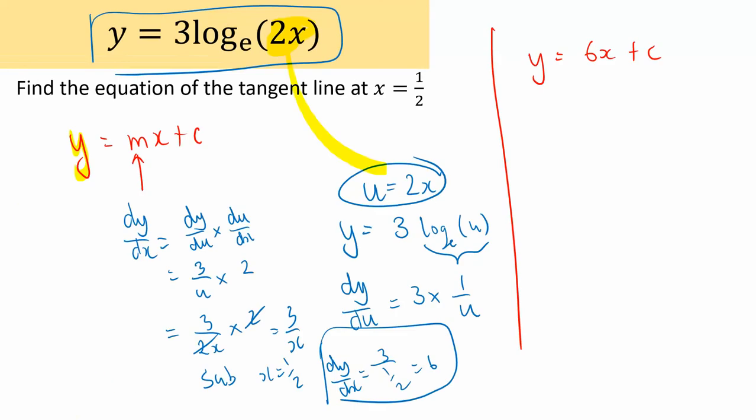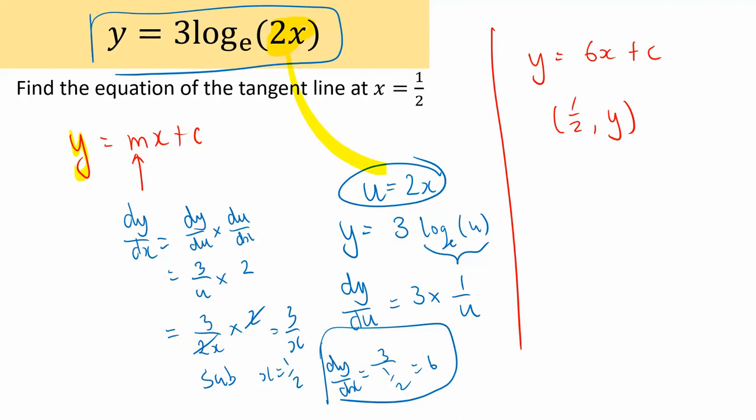You have x equals half. How do you find the y value? This is the point. You've got x equals half. How do you find y? What do you do? Sub it in, which equation? You've got x equals half, you want to find the y value. Sub it into the original. Yeah, the original, because the derivative is the gradient. The original tells you y.